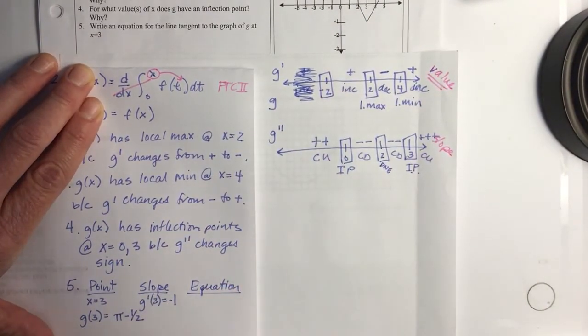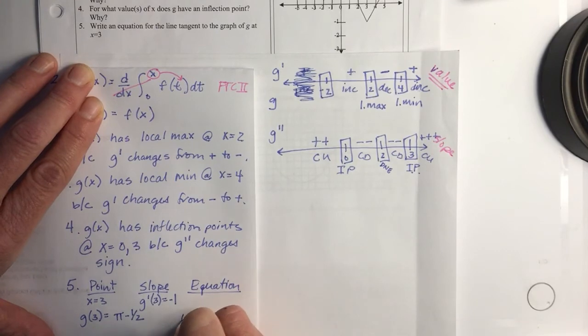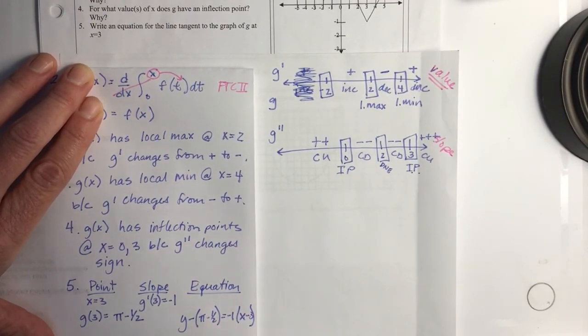Yes, you got it. Okay, now we can write our equation. Y minus, and I know it looks weird, pi minus 1/2 is equal to -1 times x minus 3. And you are done.